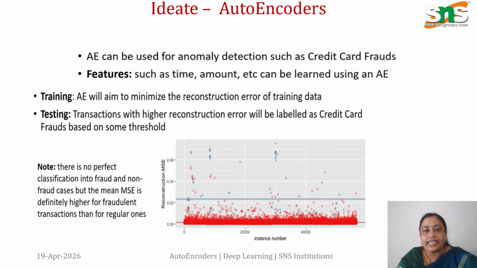The second important application is anomaly detection. Anomaly detection can be used to find credit card fraud, and autoencoders are helpful for that.